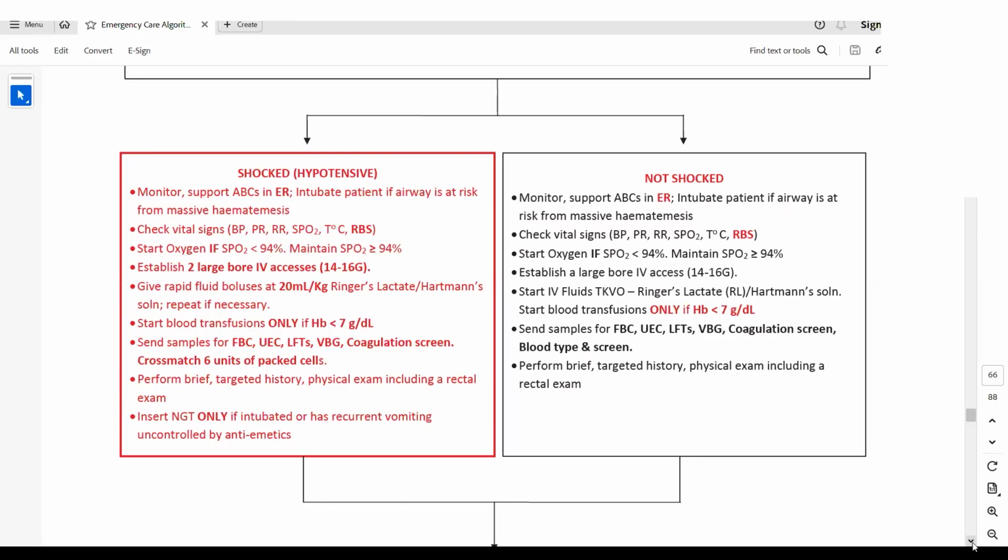And then your usual lab work. Do your full blood count, check for any signs of an infection. Do your urine electrolytes, your liver function tests. You can do a venous blood gas, and then get your coagulation screen.